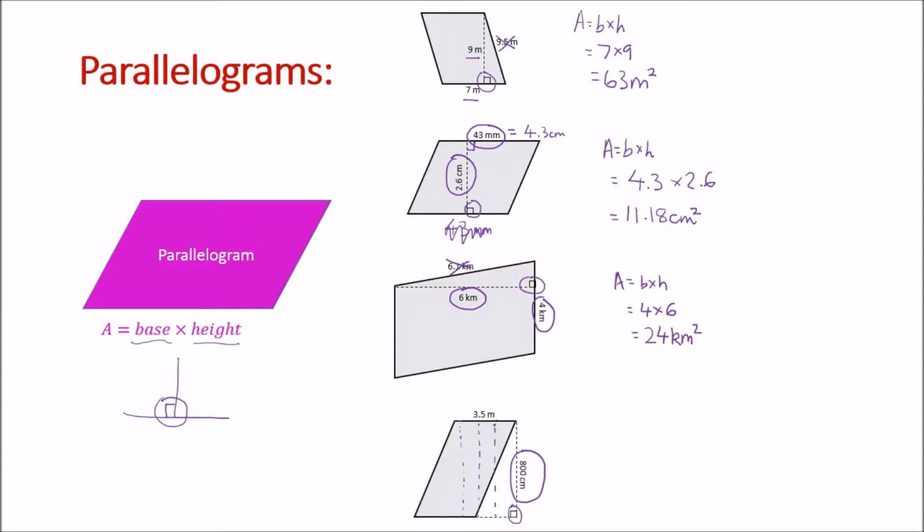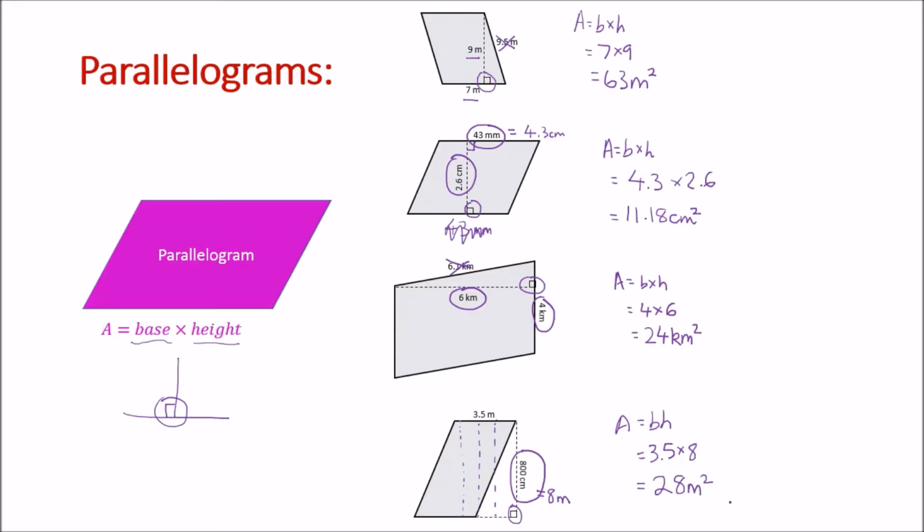So we'll call this one the base and we'll call this one the height, but we've got one in meters and one in centimeters. So let's change 800 centimeters into 8 meters. Again, you know the drill. Giving us our final answer of 28 meters squared.